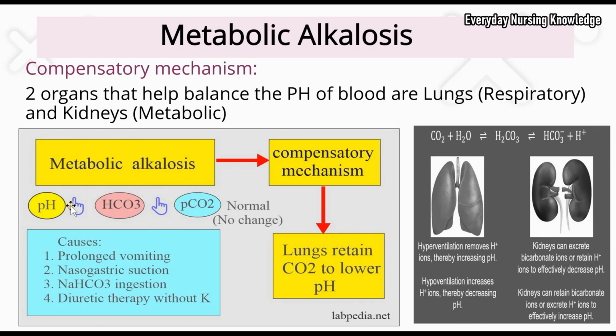So what is the compensatory mechanism in metabolic alkalosis? In metabolic alkalosis, pH increases, bicarb increases. So your body tries to compensate by bringing down the pH. To bring down the pH, hypoventilation happens. The rate decreases so that more carbon dioxide is retained in the body, more carbon dioxide is formed, more hydrogen ions. As a result, it can decrease the blood pH.